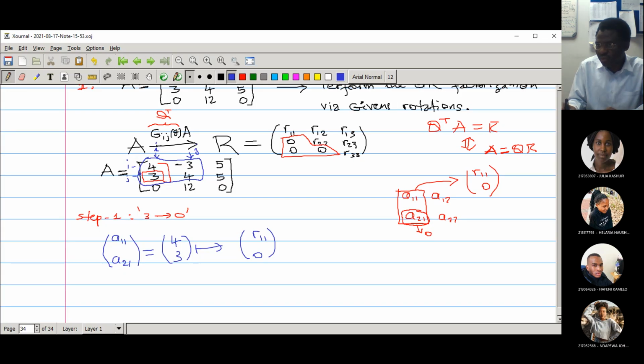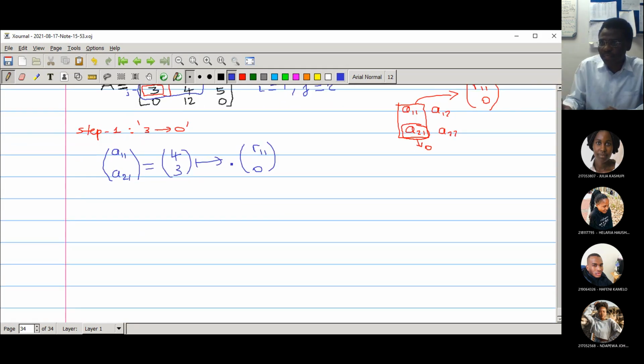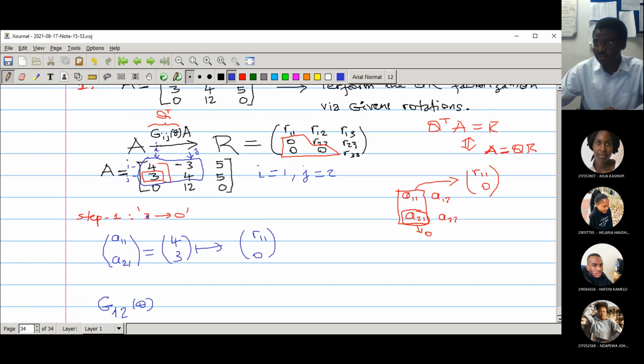And if you recall, when we have ij, to consider a given rotation, we do exactly the same thing. What is the value of I? I is equal to 1, j is equal to 2. So to construct G1,2 of theta, we take the values from here, as I already told you, read it from here.